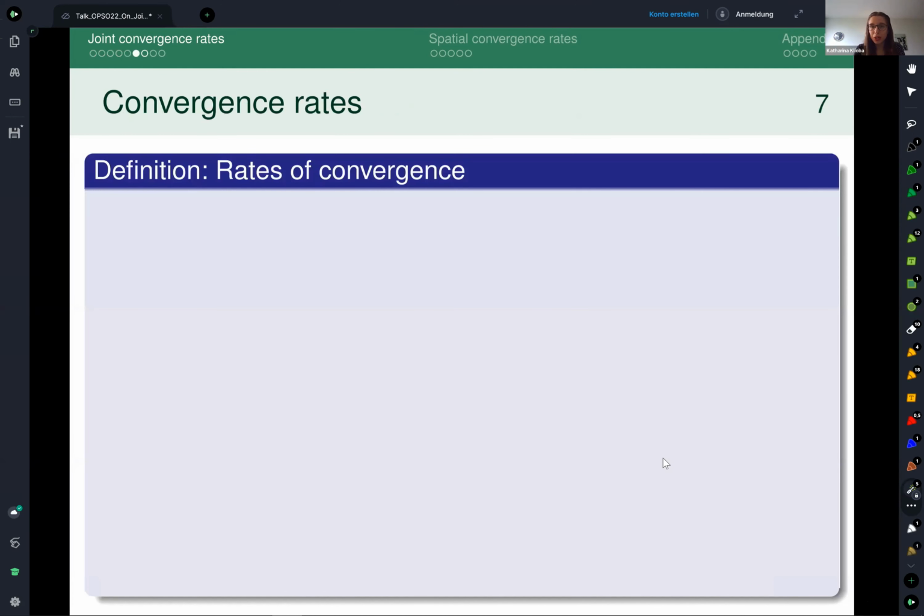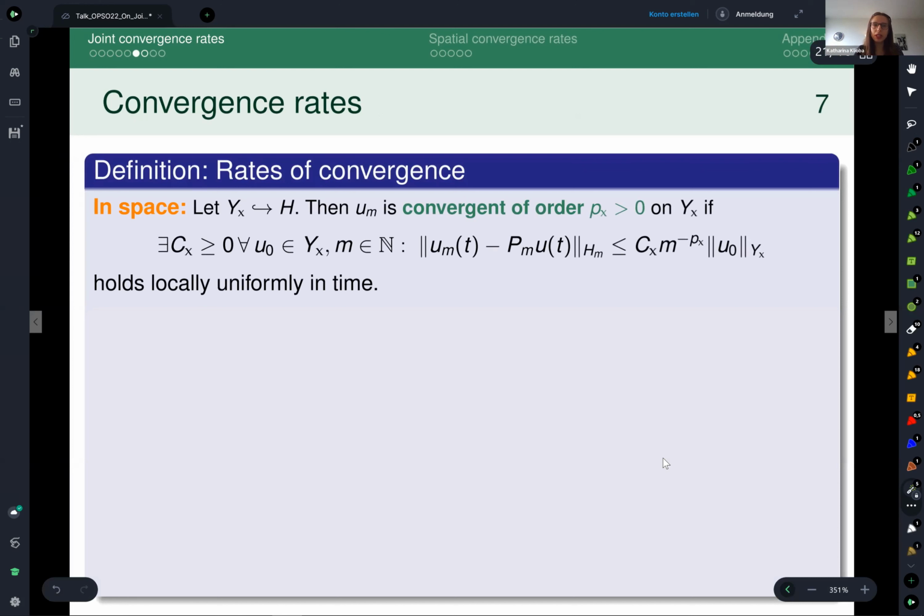So this is the setting I would like you to keep in mind. And now we also need a notion of how fast something converges. So we want to quantify things, which we can do by a rate of convergence. The concept is essentially the same in space, time, and randomness. So let's take a closer look at spatial convergence rates. Of course, we can't assume to obtain a higher convergence rate on the whole space. So we have to input more regularity.